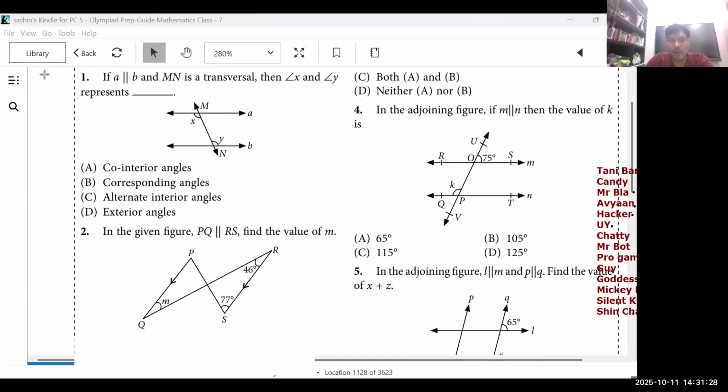So everyone solve question number 1, question number 2, and question number 4.